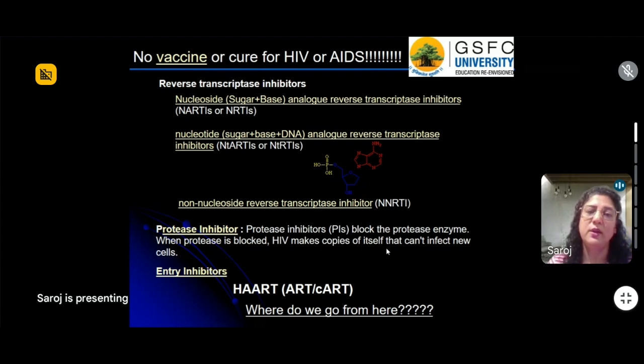When you look at the nucleoside and the nucleotide reverse transcriptase inhibitors, they work as competitive inhibitors. The non-nucleoside reverse transcriptase inhibitors do not directly integrate into your DNA, but they change the shape, or the size, or the structure of the enzyme in such a way that the enzyme reverse transcriptase will not be able to work, and that is why they are called non-competitive inhibitors.